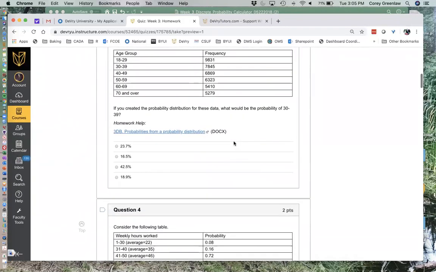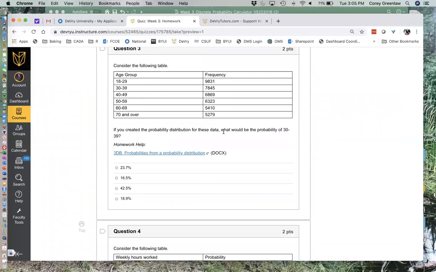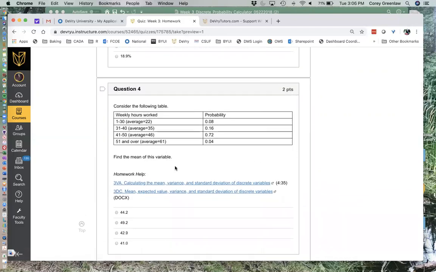So this is week 3 homework. We were able to say, what's the probability of 30 to 39? So if you have this as a frequency, how do you turn that into a probability? And you'll be able to see that from here. It's pretty easy to do. Same idea here, you'll be able to calculate one of those, and you're going to be able to get the mean and all the rest.